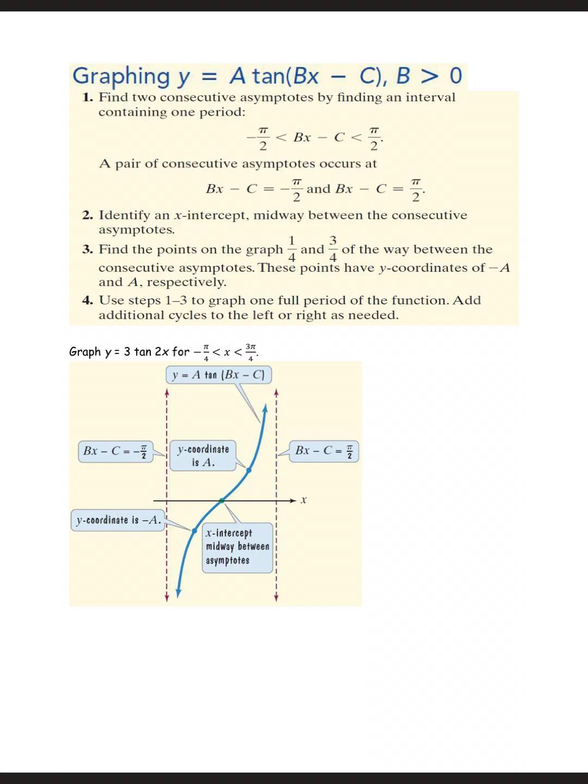So graphing y equals a tan of parentheses bx minus c, where b is greater than 0, we're going to find two consecutive asymptotes by finding an interval containing one period. And so when we graph tangent, we usually graph between the two asymptotes. So we're going to graph between negative pi over 2 and pi over 2. So what we do is, to solve that, we have bx minus c in the middle. So we're going to solve for x to figure out what the asymptotes are.